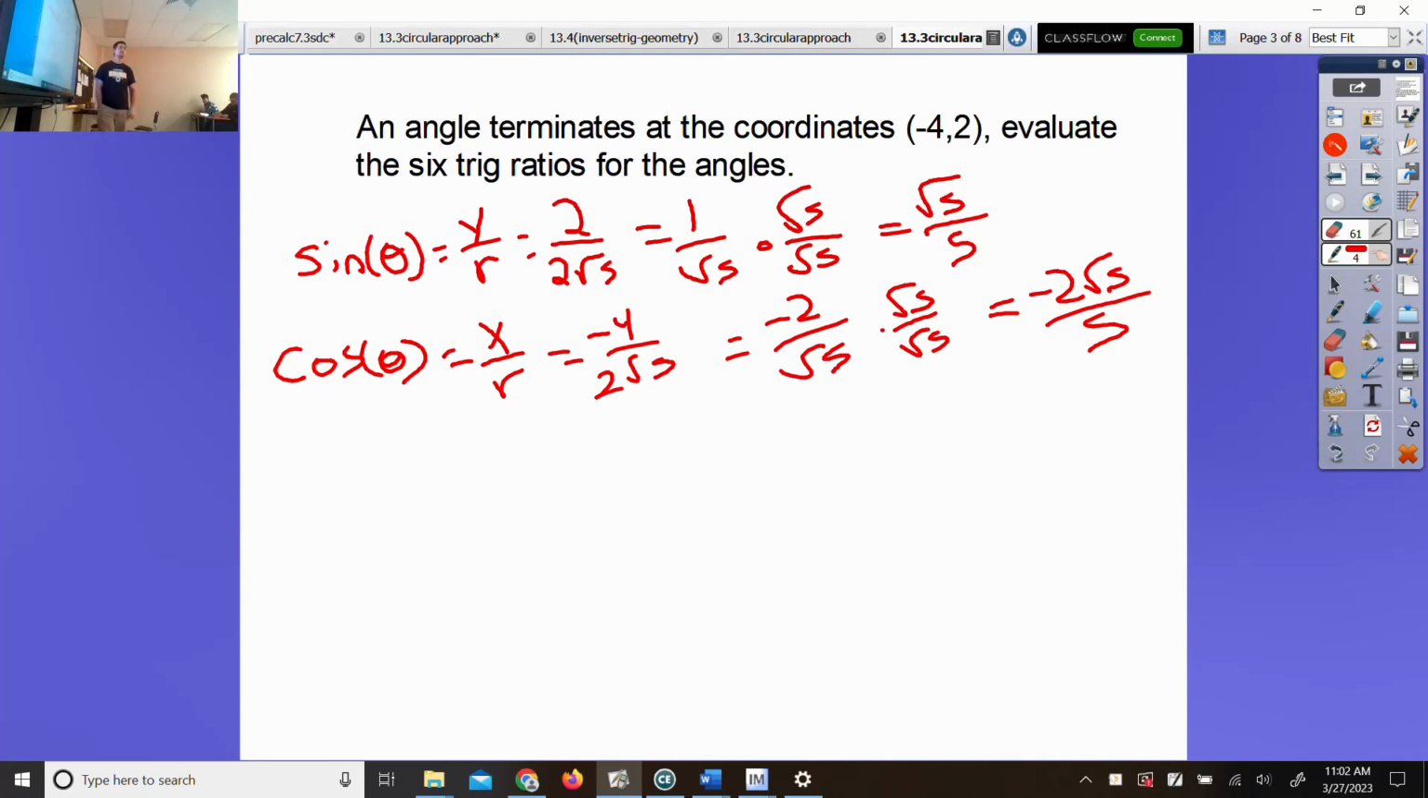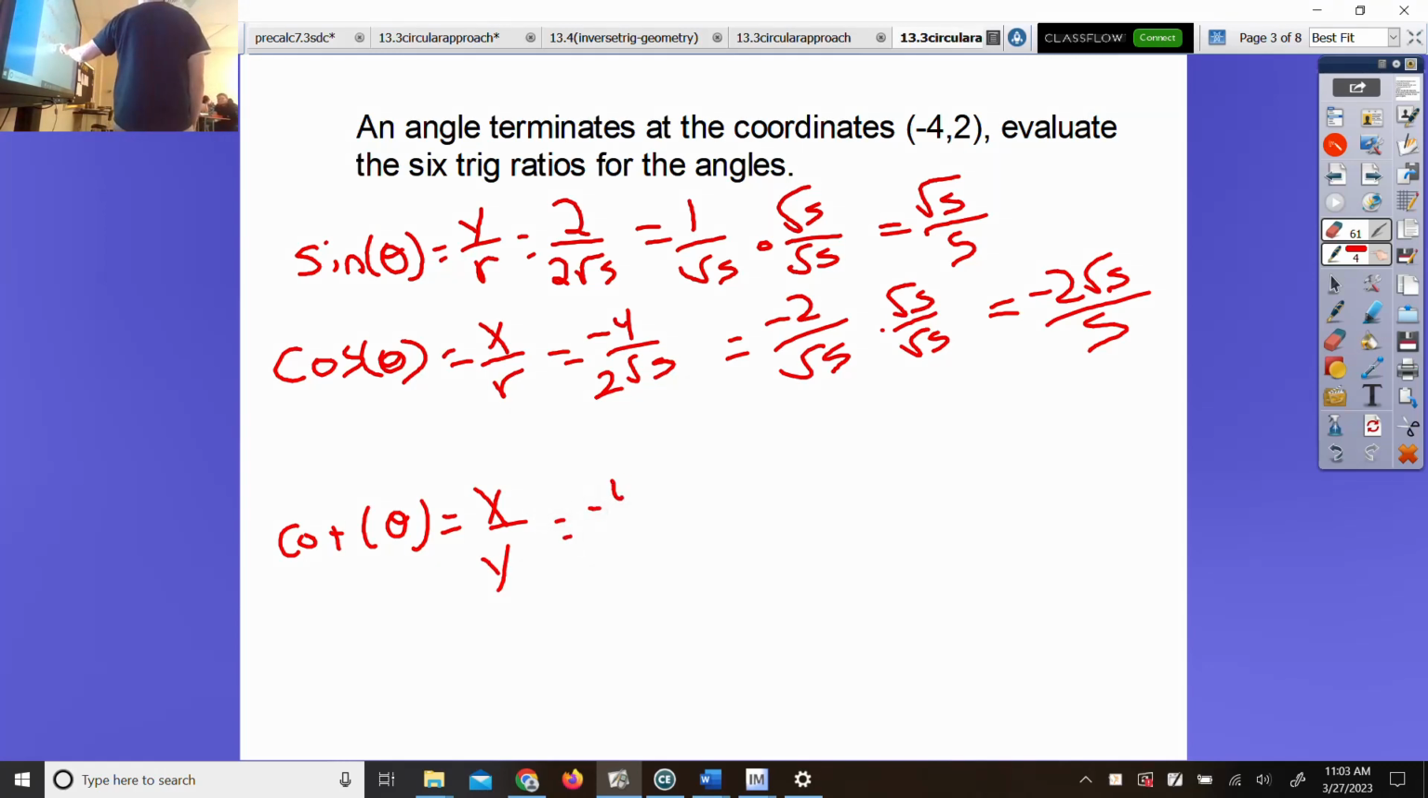Somebody a long time ago said no radical numbers in the denominator. Let's do a random one. Let's do cotangent theta. So, circular approach: x over y. Cotangent theta is x over y. What's the x value? The y value? There you go. So it's negative.